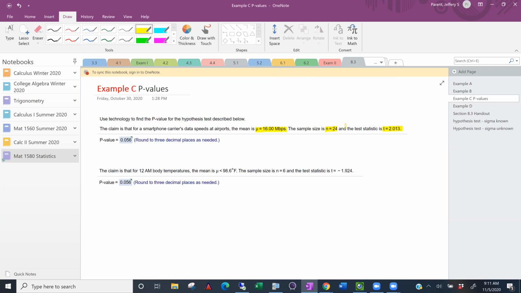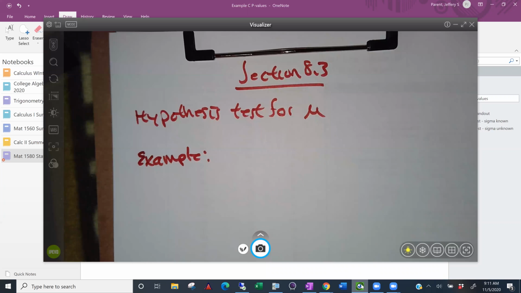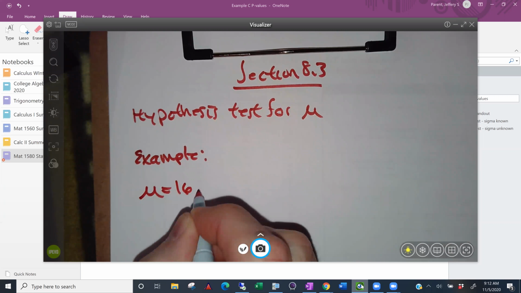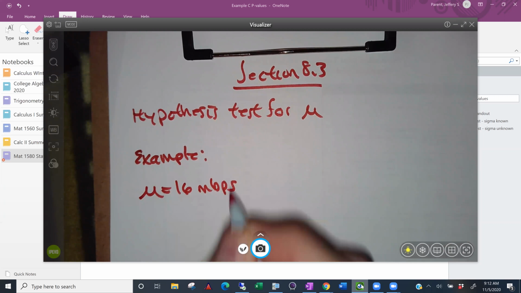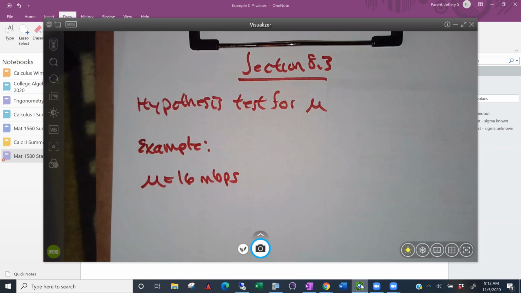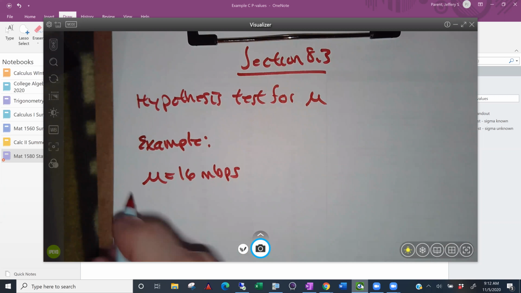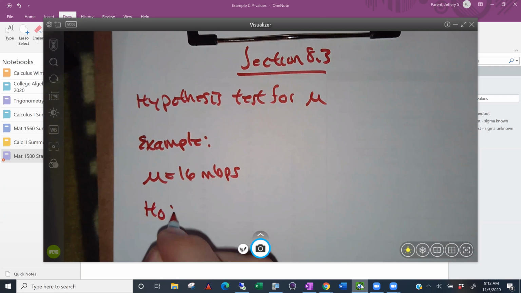The first thing we've got to do is write down our null and alternative hypothesis. So let's do that. Now, the original claim here is that mu equals 16. Is that original claim going to be part of the null or alternative hypothesis? Going to be part of the null hypothesis. Good job, because it contains the possibility of equality.